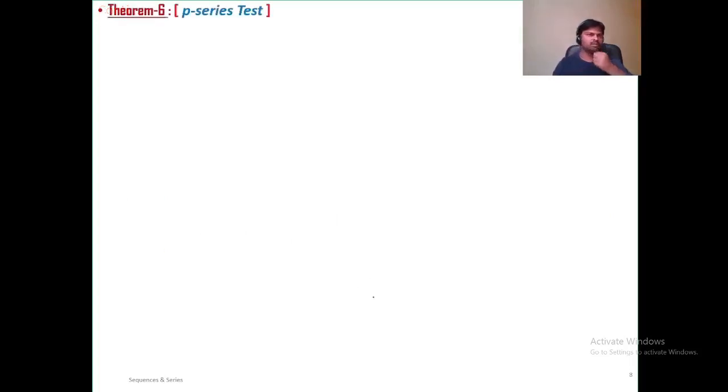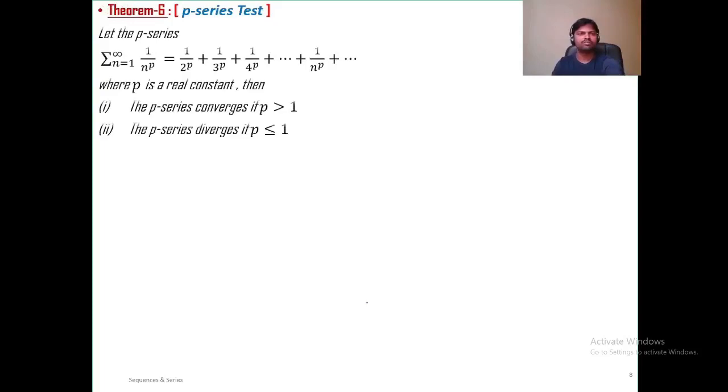Next, one more, theorem number 6. This is the P series test, another test. If the integral test fails, then we can go to the P series test. Let's look at the theorem statement. Let the P series be the series with n running from 1 to infinity of 1 over n power p. If n is 1, the first term is 1. Let me write it here.